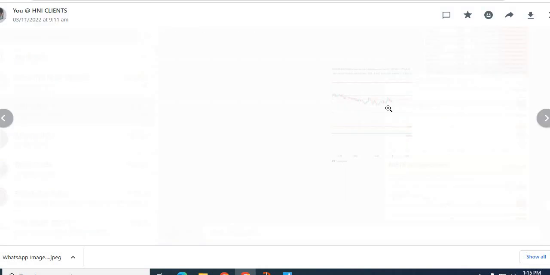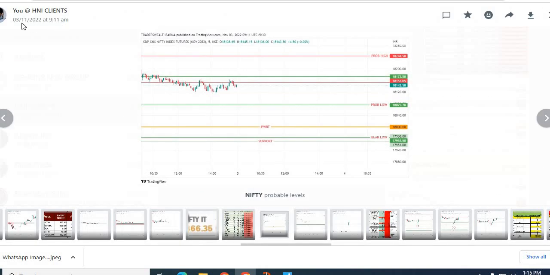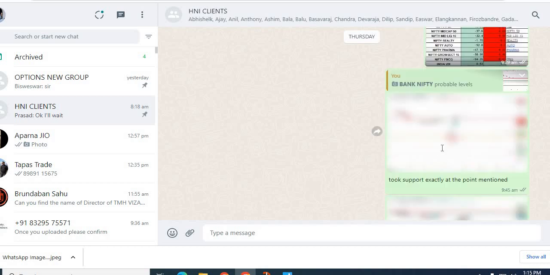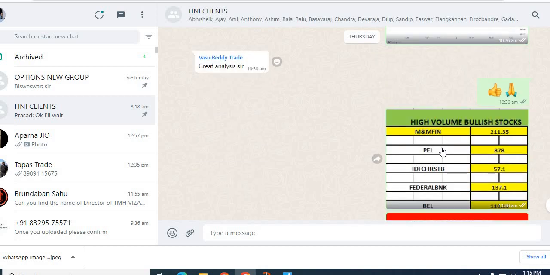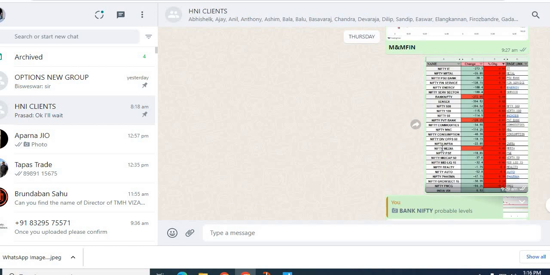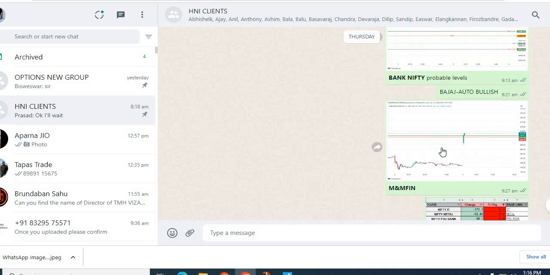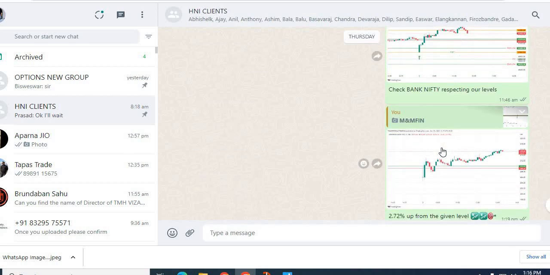So this is what I gave at 9:30. I can show you the time, 9:11 a.m., on Nifty. See, let me show you what happened on Nifty. Nifty probable levels were given at 9:30, and exactly, it respected them.